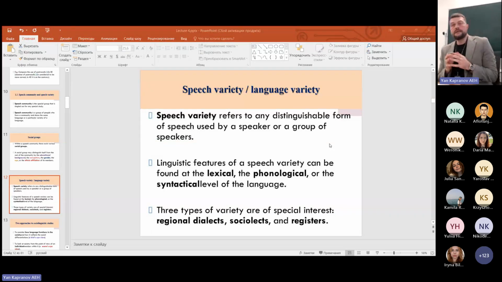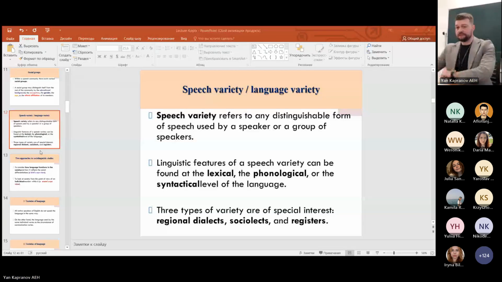Yes, to be more precise, it should be said that a speech community has its own language and its own language varieties, that are represented with the help of three types: regional dialects, sociolects, and registers. So these are the main three notions that you should know, and I think that it will be enough for you in terms of our subject.